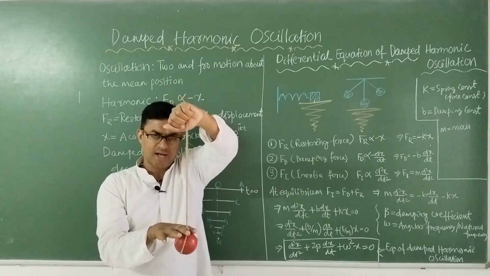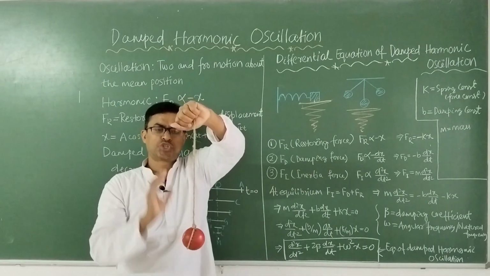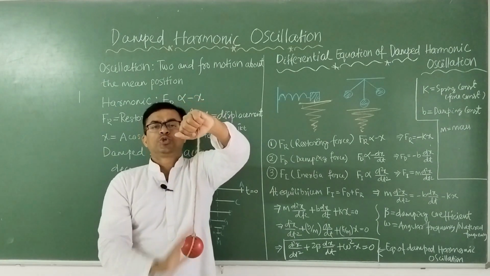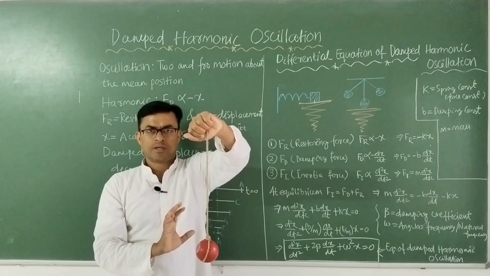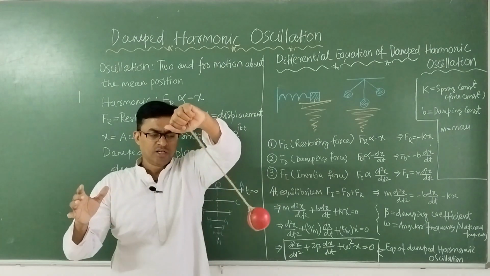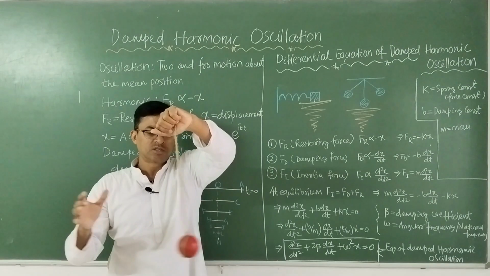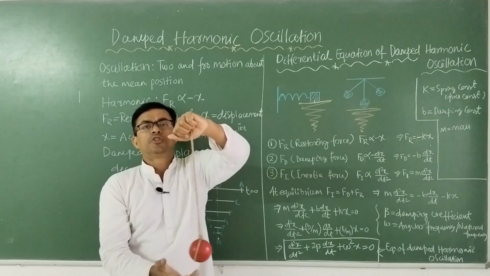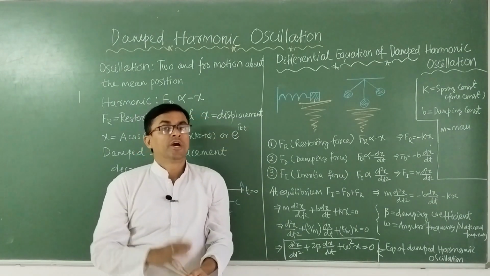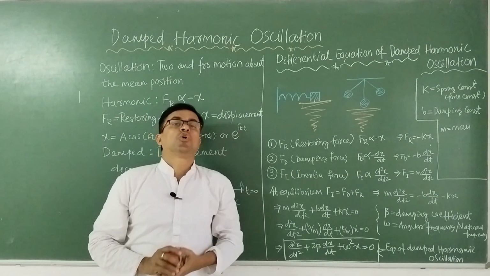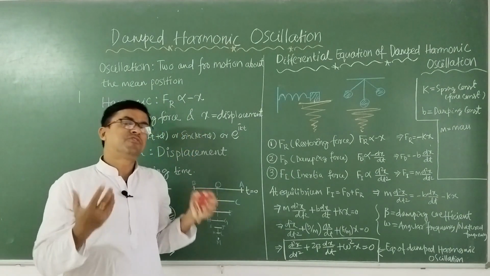And this mass, this ball, wants to stay in this equilibrium position always if you don't disturb it. When the motion starts around this mean position, the to and fro motion about a mean position is called oscillation. So there is a variety of motion.